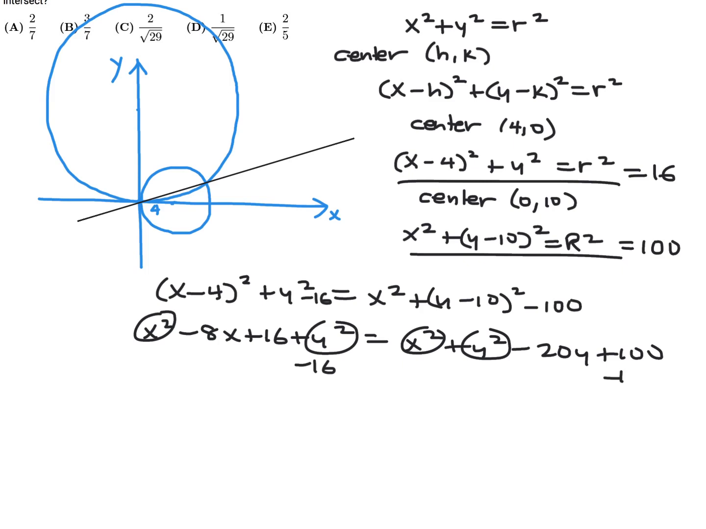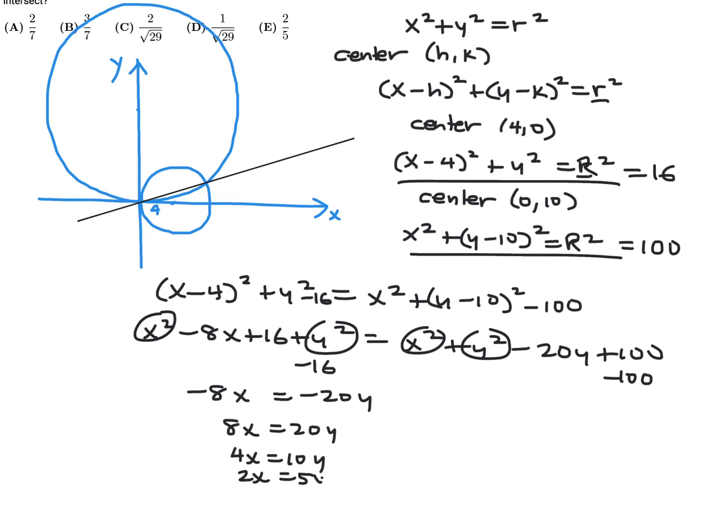I was just wondering, what did I do? I think this is because I used the same symbol. I should have used a big R. That's okay. So that basically means that we have 8x is equal to minus 20y. Okay, so 8x is equal to 20y. And therefore, 4x is equal to 10y, or 2x is equal to 5y.